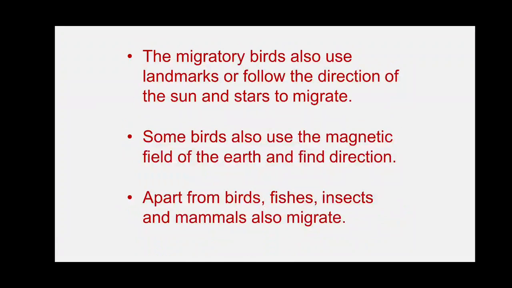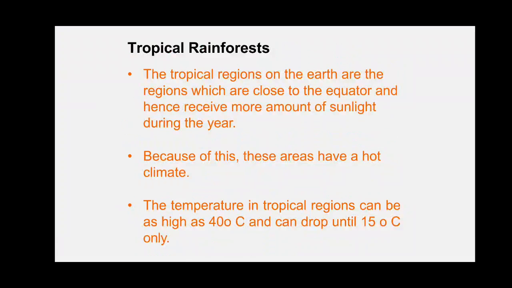Apart from fishes, insects and mammals also migrate. Next we are going to talk about the second extreme region, that is the tropical rainforest. The tropical regions on the earth are the regions which are close to the equator and hence receive more sunlight during the year. In the polar region it doesn't receive sunlight, but in the tropical region it receives more sunlight. So both are two extreme conditions.